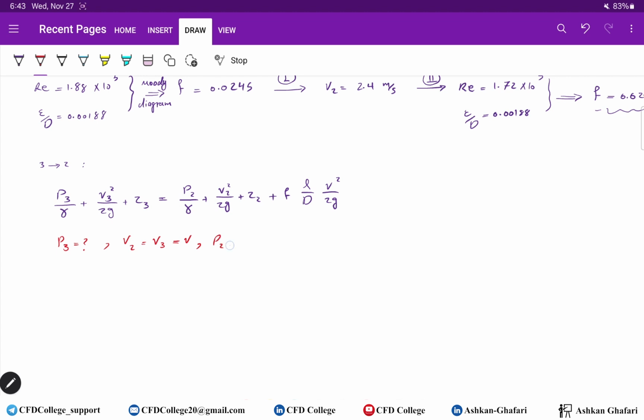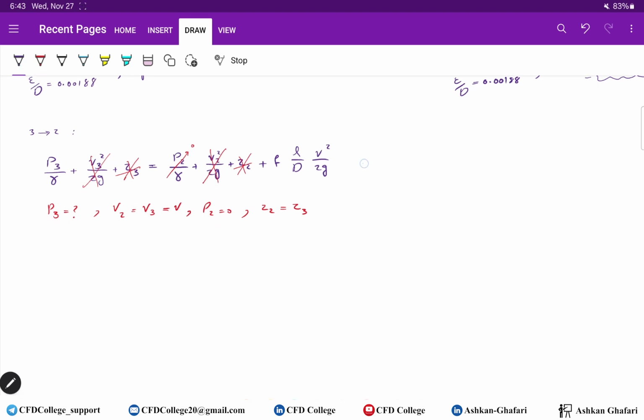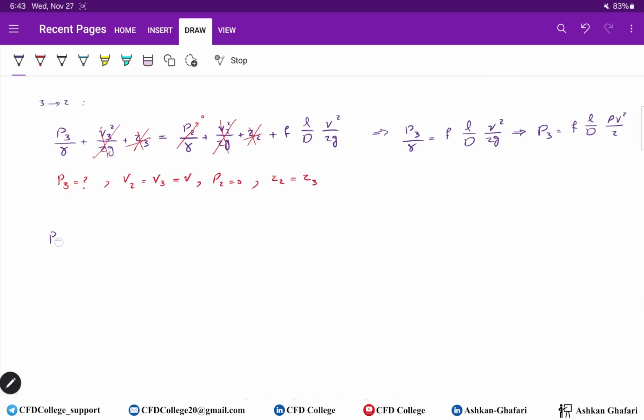We know the pressure at point 2 is 0. What else do we know? We know that Z2 equals Z3 because the pipe is horizontal. So these terms are cancelled. This one is 0 and these are cancelled too. So we only have these two terms. P3 over gamma equals FL over D V squared over 2g, or P3 equals FL over D rho V squared over 2.